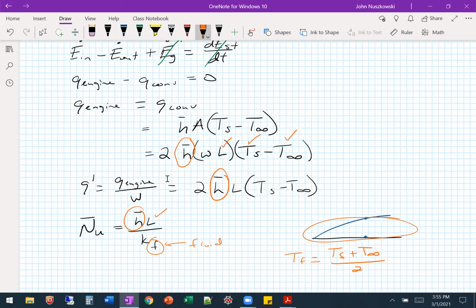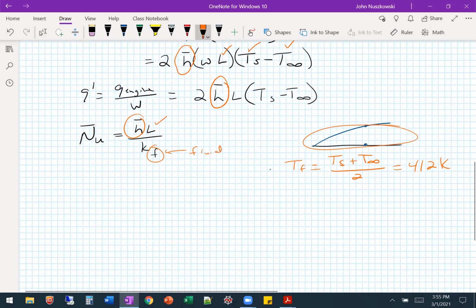So in this case, we have T_S and T infinity, so we average it, and we get 412 Kelvin. So we get it at that, which is 0.0346. Okay. Now we have to get the convection.